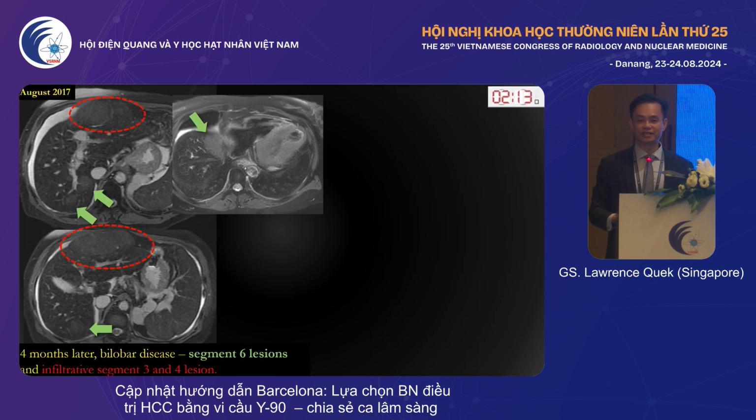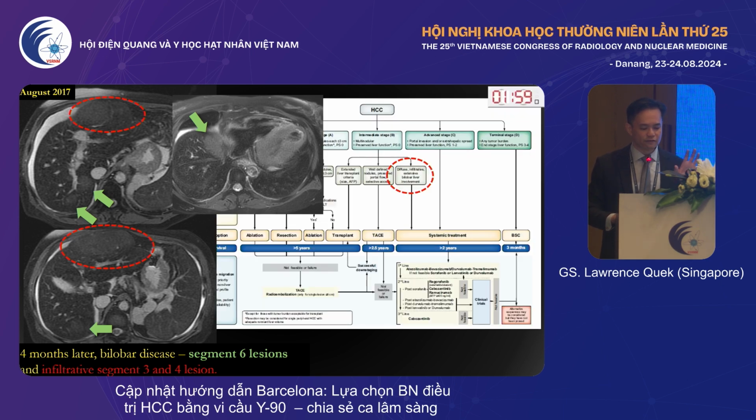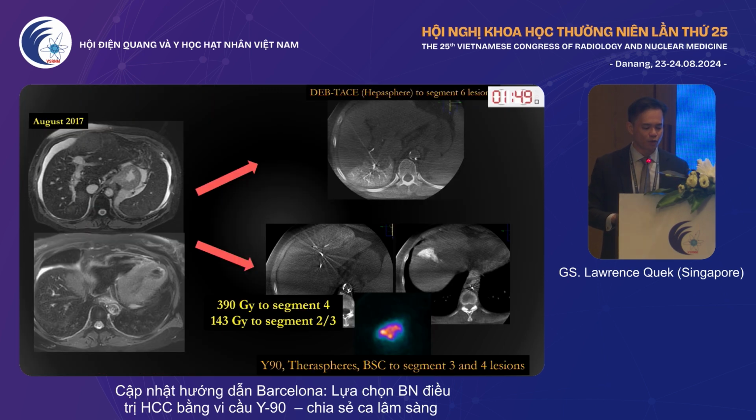But the patient re-presented 4 months later, and now we have lesions everywhere. It is bilobar: you've got one in segment 3, one in segment 4, they're infiltrative, and then a few over in segment 6. So if you look at the chart, it says let's do systemic treatment, which is fair. But back then, before the trial, before the update, we progressed this patient to Y90.